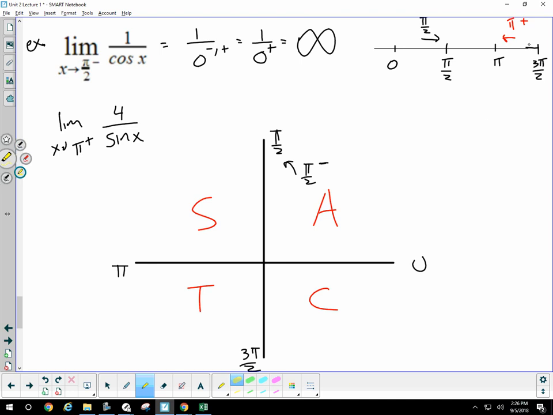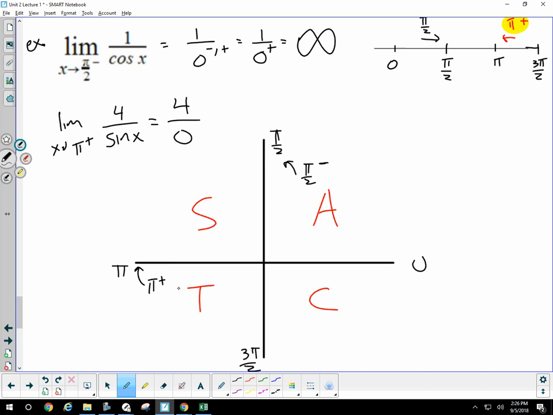So what I do is I have pi here. I know it's coming from 3 pi over 2 to pi, so pi from the right. Okay, coming from 3 pi over 2 headed towards pi, so that puts me in the 3rd quadrant. I'm a little bit more than pi. I know the sine of pi is 0. Okay, so that's important. Make sure you get 0. So I have 4 over 0, but 0 from the left or right.